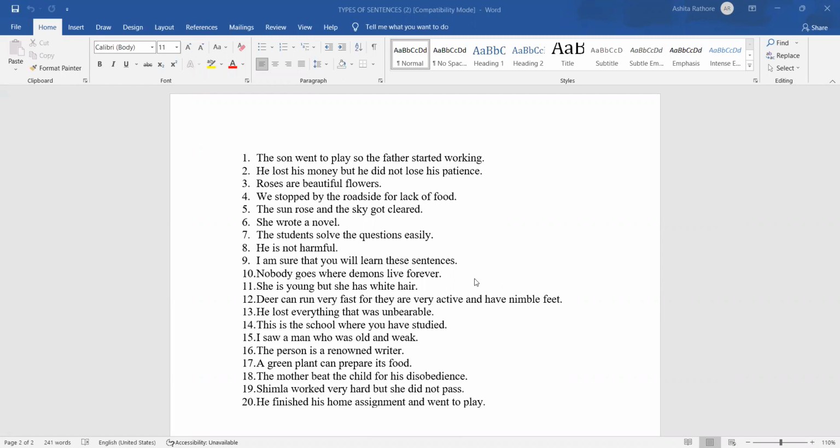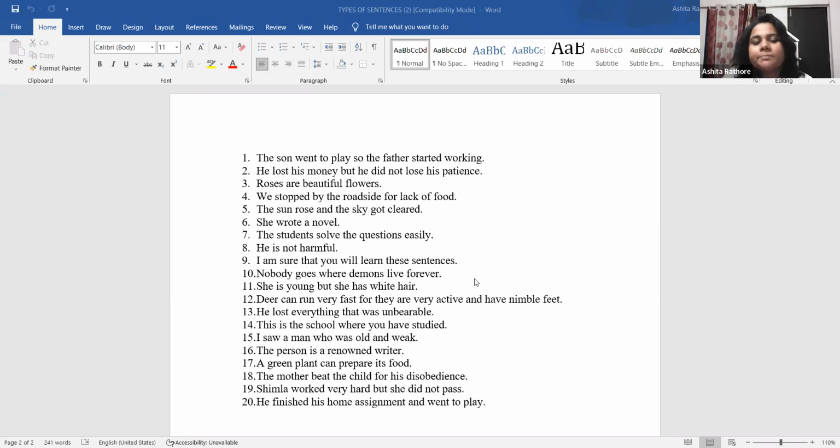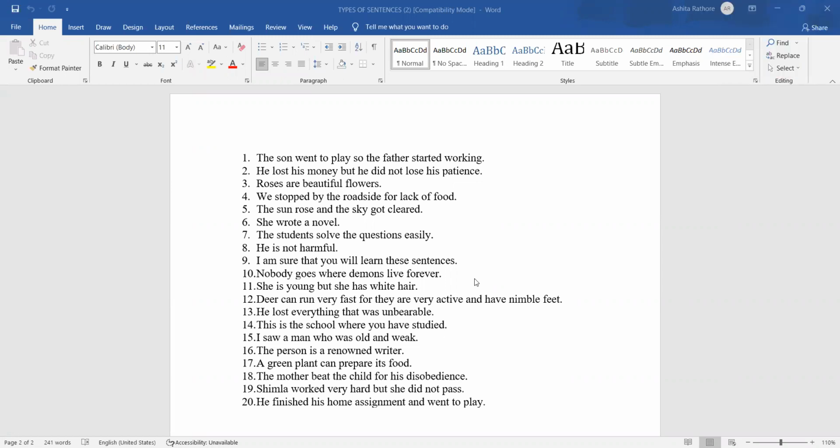Ma'am, is it complex? Because no, I think it's compound only and it's not complex. क्यों नहीं हो सकता complex? Ma'am, because nobody goes doesn't make sense individually, and demons live forever. Like demons live forever makes sense independently, and nobody goes doesn't. So it's compound.